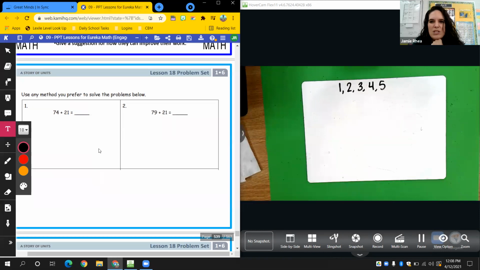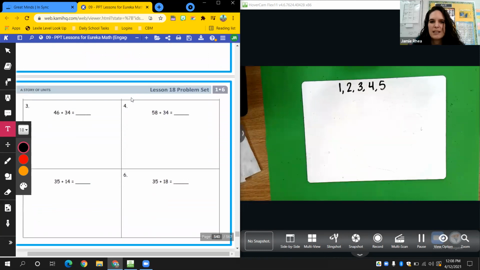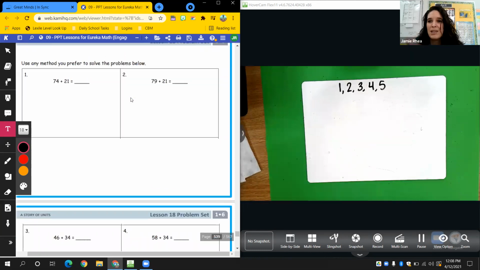We are doing 1, 2, 3, 4, 5. It says use any method you prefer to solve the problems below, okay? There's your problems. Now, we have just talked about all the different ways you can solve these. You can make the next 10, you can add like units, you can quick 10s and 1s, and then vertical. You can do however you want to solve it, but I need to see your work, okay?